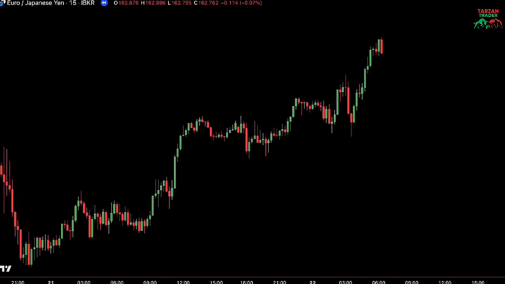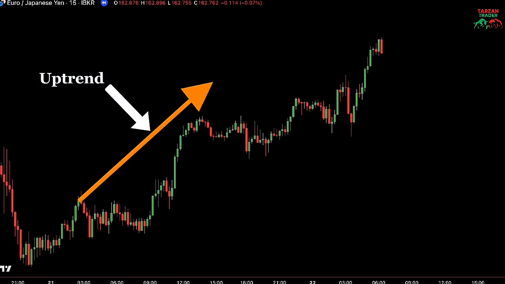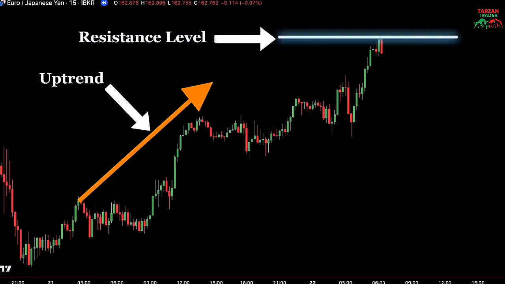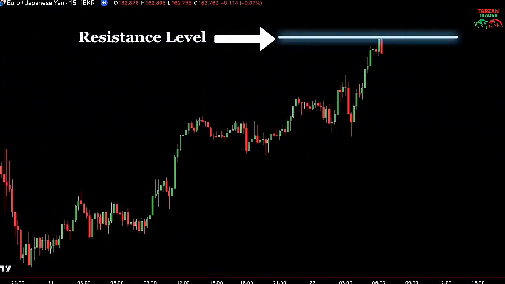Now, let me give you an example. The market is in an uptrend, forming higher highs and higher lows. As price moves higher, it eventually reaches a resistance level, a zone where sellers start stepping in. At this point, traders who bought earlier begin to take profits, and new sellers enter, anticipating a reversal. At resistance, the market starts showing signs of weakness. Price slows down, candlestick wicks form, indicating rejection. This signals that the impulsive move may be ending, and a retracement move is likely to begin.